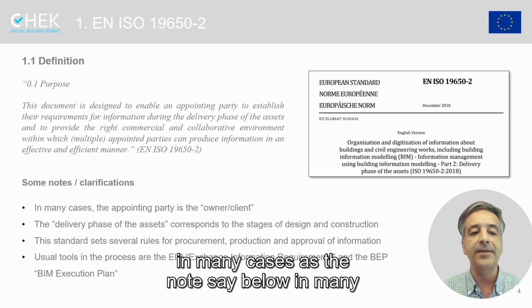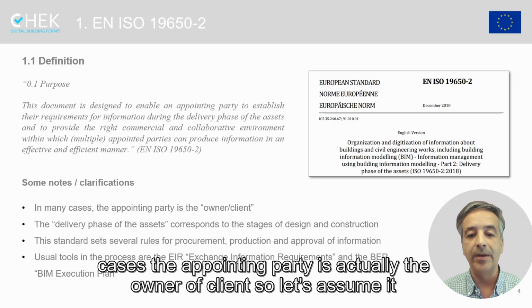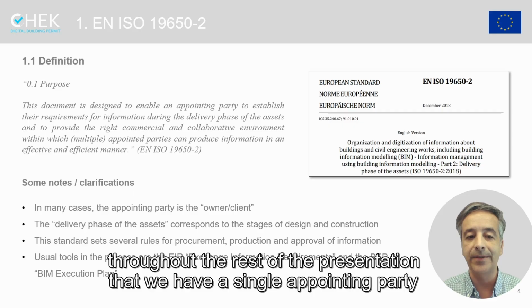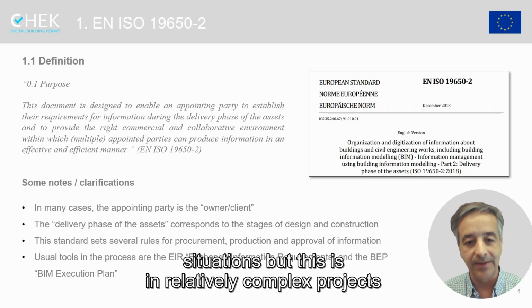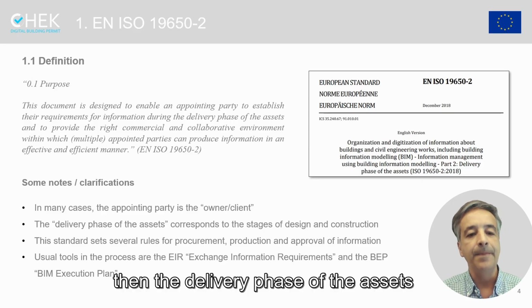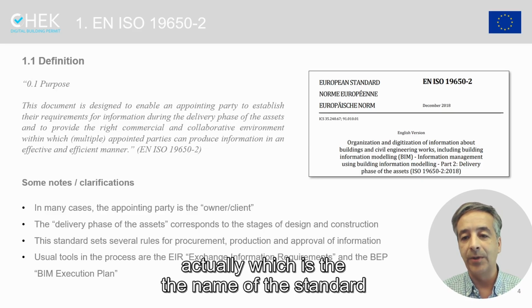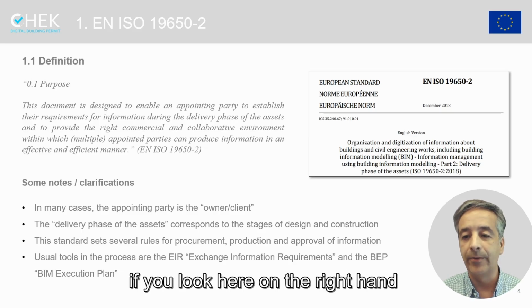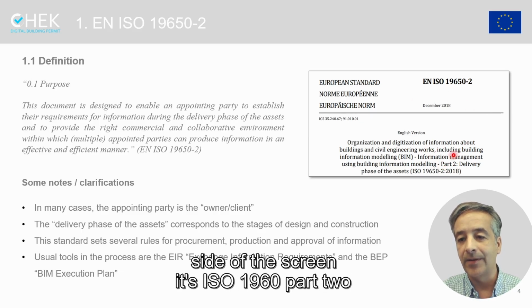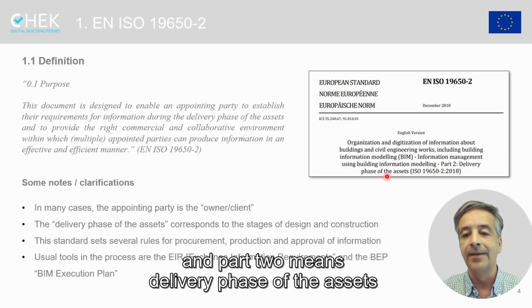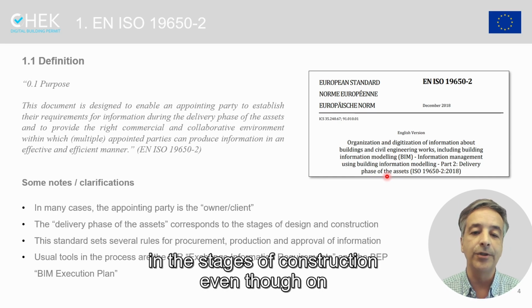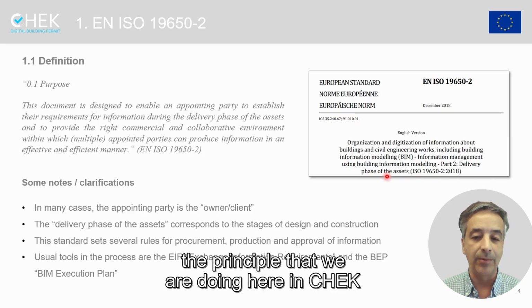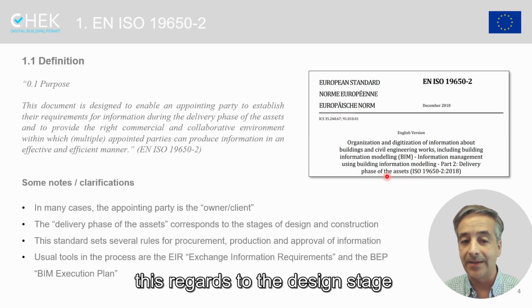In many cases, as the notes say below, the appointing party is actually the owner or client. So let's assume throughout the rest of the presentation that we have a single appointing party, which is the owner. It may not be the case in all situations, but this is in relatively complex projects. Then the delivery phase of the assets, which is the name of the standard, if you look here on the right-hand side of the screen, it's ISO 19650 Part 2, and Part 2 means delivery phase of the assets. This relates to the stages of design and the stages of construction, even though on digital building permits, as the principle that we are doing here in CHEK, this regards the design stage.